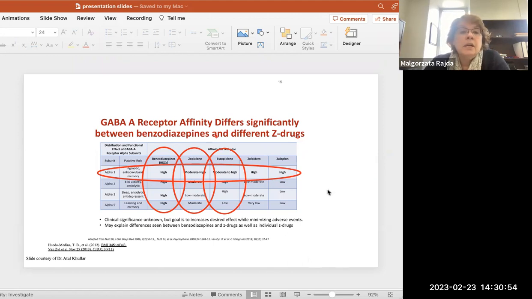So the main difference is that they attach themselves to the alpha-1 subunit, and for that reason they have a predominantly hypnotic effect, but they can also affect memory. And you will see here the differences: zopiclone has a high affinity, S-zopiclone also has a high affinity to the alpha-1 subunit. The same goes for zolpidem and zaleplon.